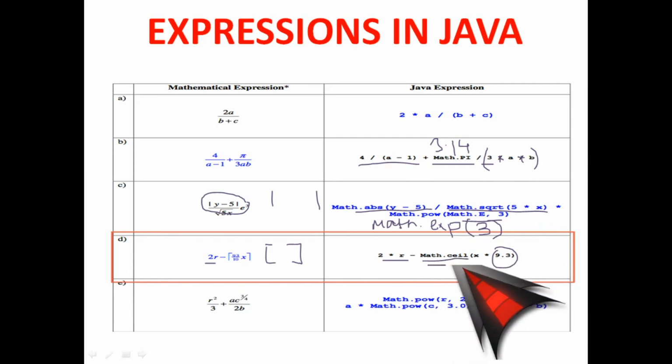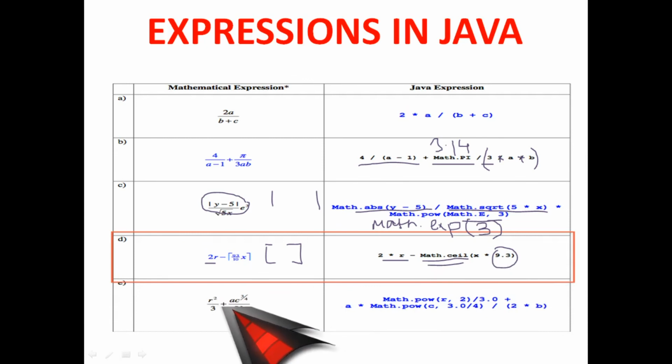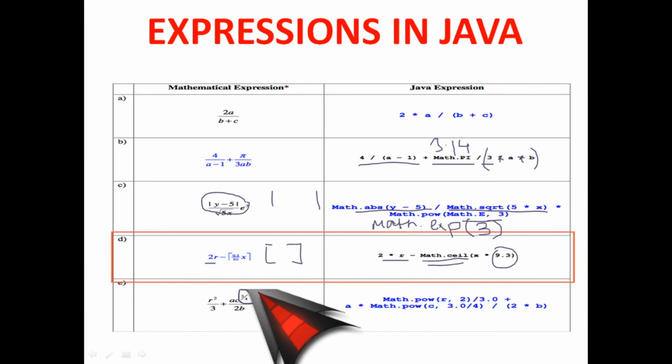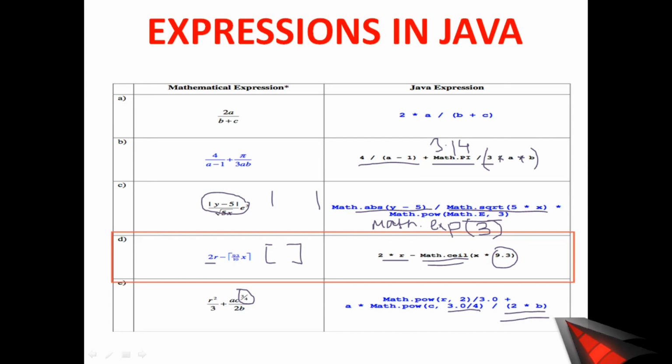R square by 3 AC to the power of 3/4. So, the same way, see, it is given by 3/4 and at the bottom 2 into b. See how it has been separated with the brackets. Please do copy each and every one of them.